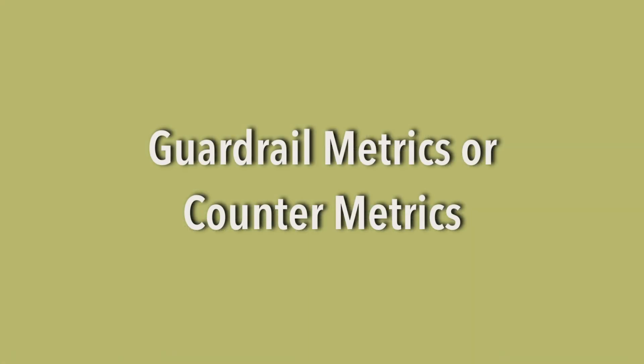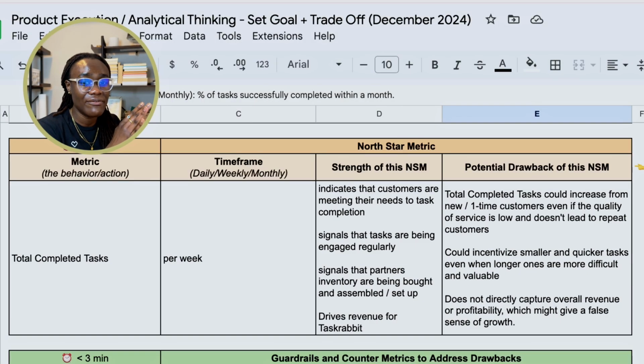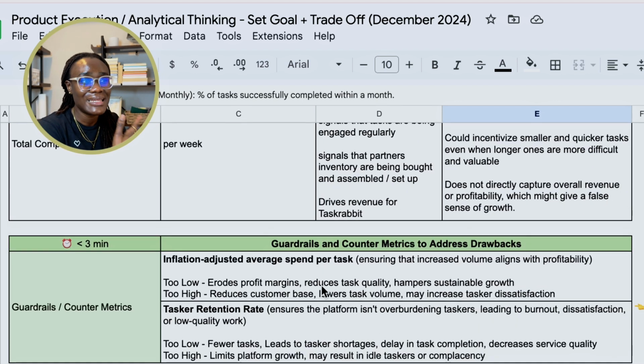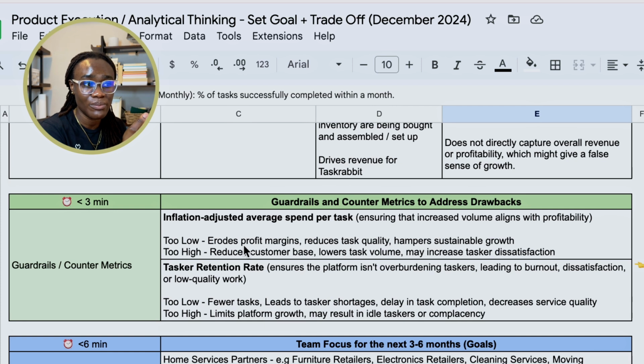Okay, now to the guardrail metrics. So the first counter metric that I have identified here is the inflation adjusted spend per task. That helps to address the balance between volume and profitability, to make sure that at least the completed tasks are highly profitable. So if the average spend per task is too low, it means that it erodes our profit margin, task quality may be low, and we cannot have sustainable growth, because if our revenue is low, then we cannot grow. But if it's too high, then it means that we may have fewer tasks being completed.